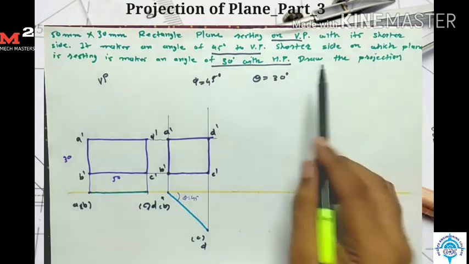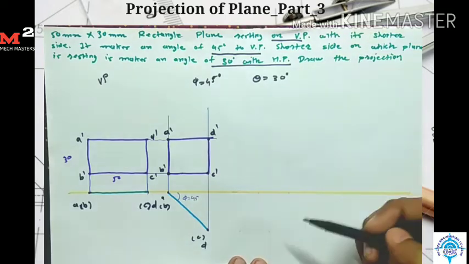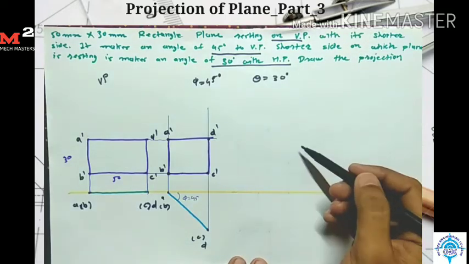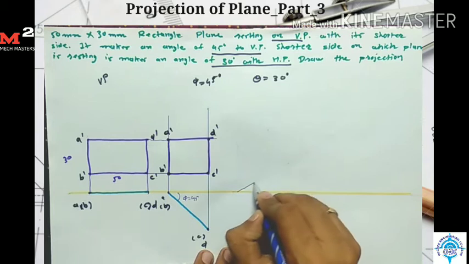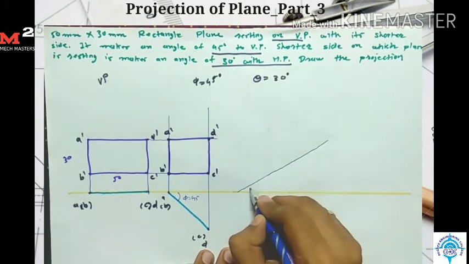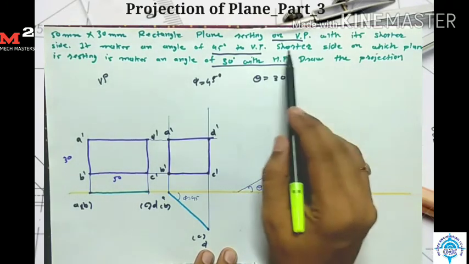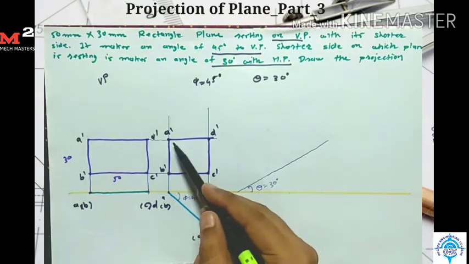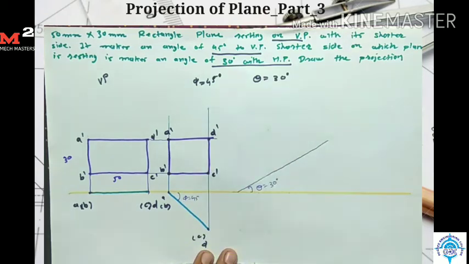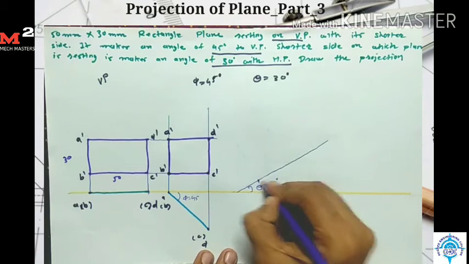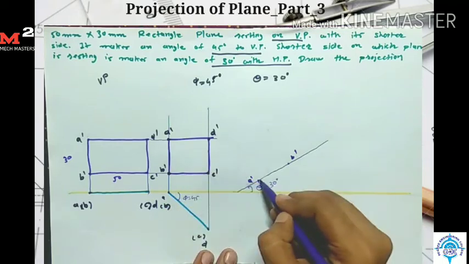In the third stage, given that the shorter side on which the plane is resting makes an angle of 30 degrees with the HP. Since the side makes an angle with the HP, we draw this angle on the vertical plane. Here I draw one line at an angle of 30 degrees, where theta is equal to 30 degrees. The shorter side, meaning side A dash, B dash, makes the angle of 30 degrees. I draw the same rectangle here. First I mark the points A dash, B dash along this line.